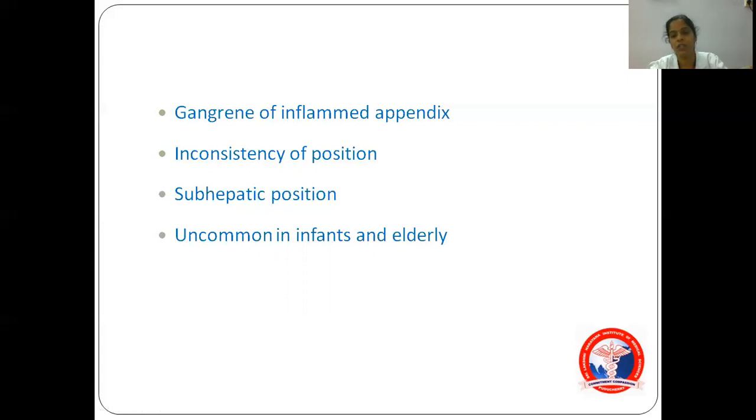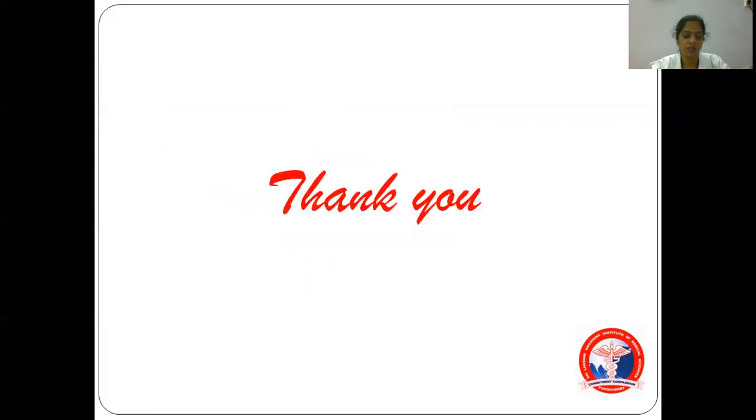So this is about the appendix. Is it clear today what we discussed? We discussed the features of the large intestine. We discussed the cecum and appendix. So is it clear? Appendicitis is the most common clinical case you can see. Any doubts? Let me know.